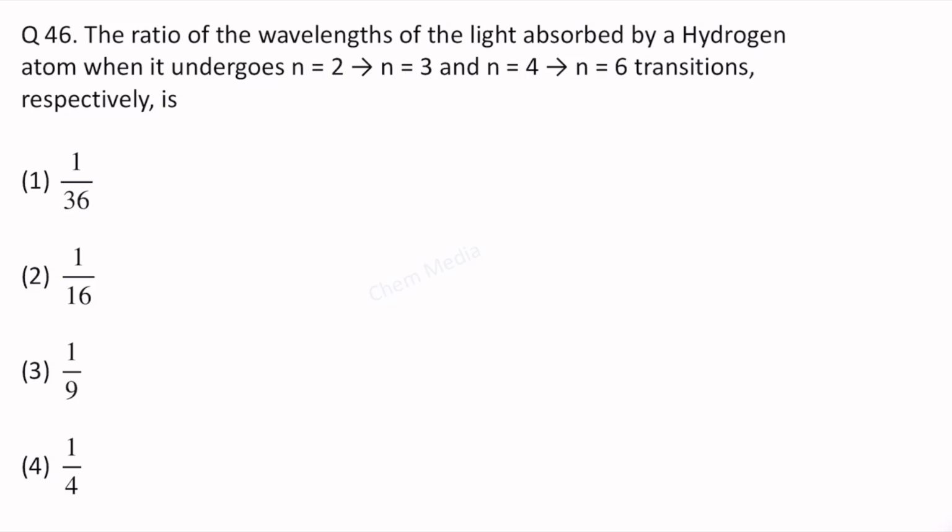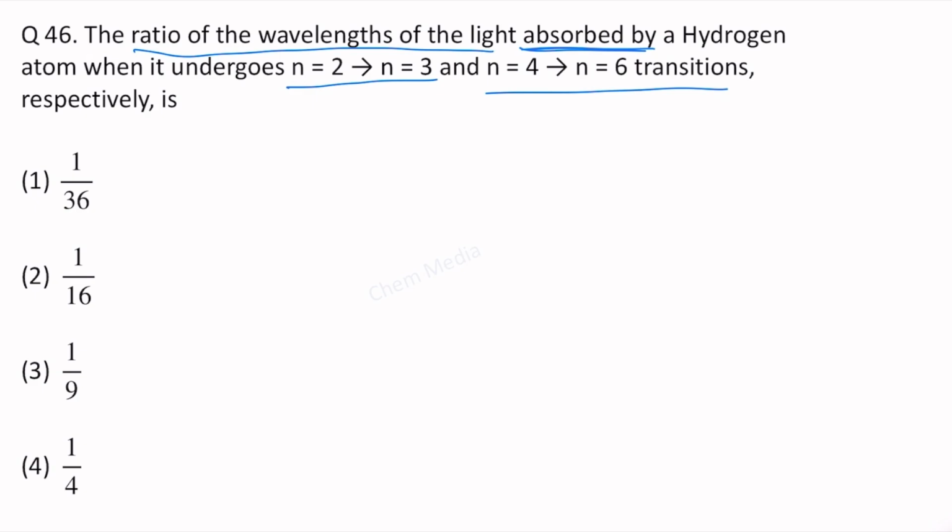Hello everyone, here is a question based on quantum mechanical model of atom. The ratio of the wavelengths of light absorbed by a hydrogen atom when it undergoes n equal to 2 to n equal to 3 and n equal to 4 to n equal to 6 transitions respectively is which one?